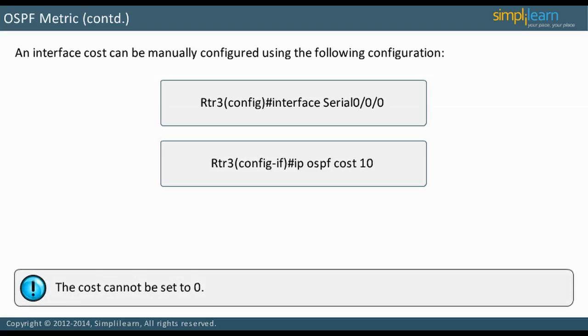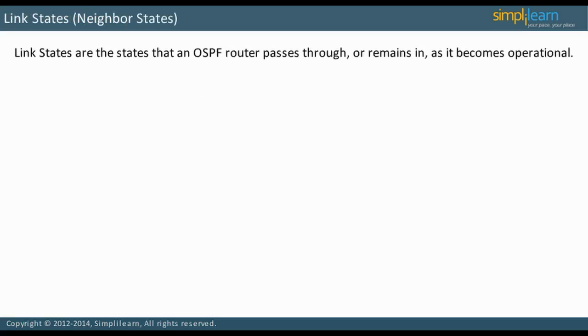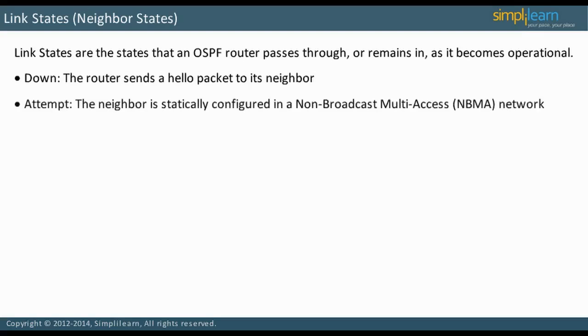Now, let us discuss link states, also called neighbor states. Link states are the states that an OSPF router passes through or remains in as it becomes operational. Before a router participates in the OSPF process, it is considered down. Once it is enabled, the router sends a hello packet to its neighbor. The attempt state occurs only when the neighbor is statically configured and in a non-broadcast multi-access NBMA network.